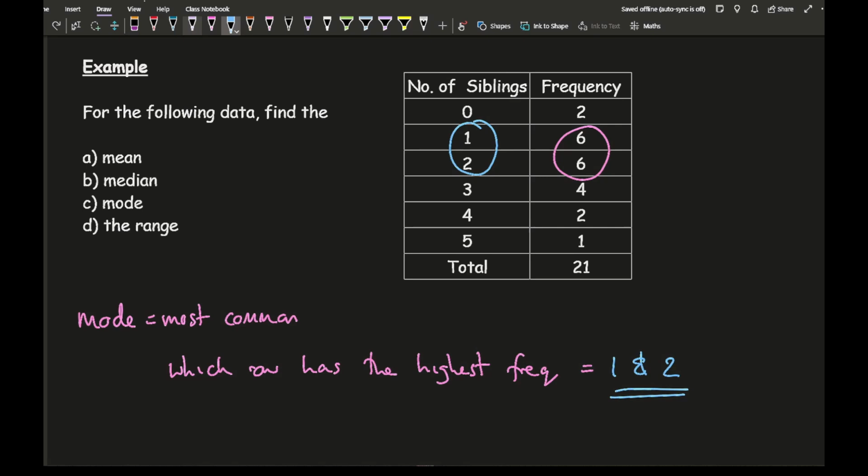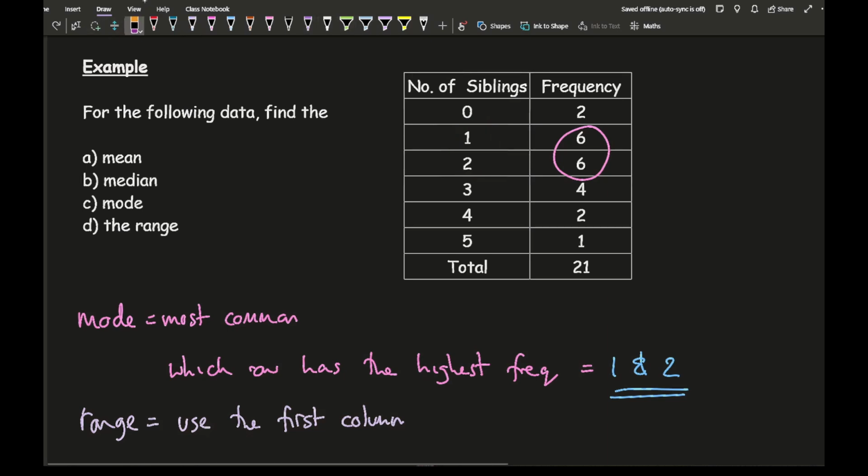Then for the range, now again, this is where a lot of students go wrong. For the range, what I need to do is use the first column. So I'm going to be using, let's just get rid of that blue circle, these numbers here. So from the first column, what's the biggest number? Well, it's 5. What's the smallest number? Which is 0. So that's going to give me an answer of 5. So for this set of data, the range is 5.